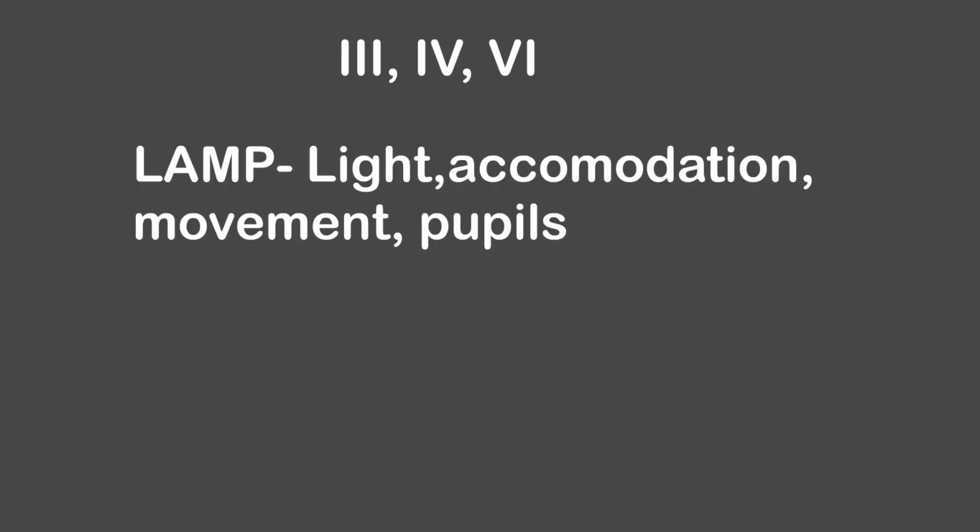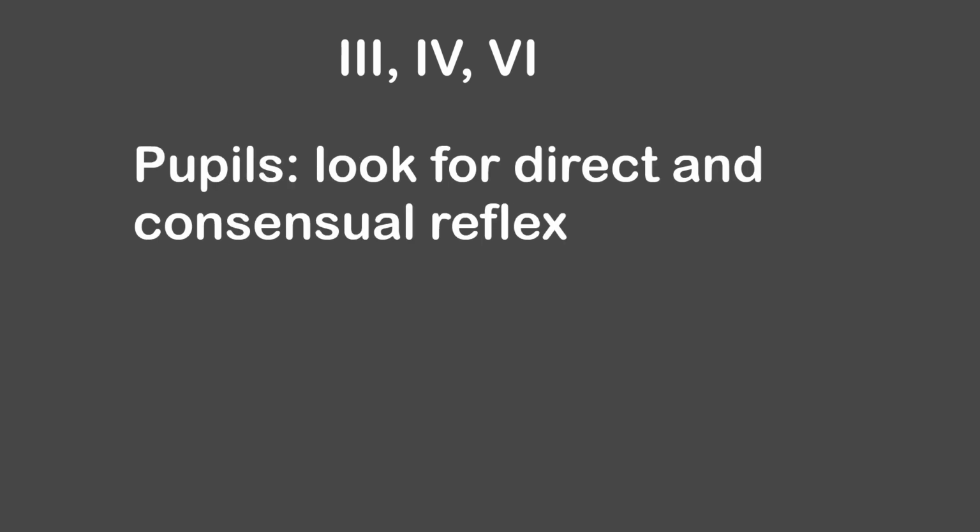Third, fourth, and sixth cranial nerve examinations. That's oculomotor, trochlear, and abducens nerve. That is the lamp, which is light, accommodation, movement, and pupils. Pupils. On inspection, the pupils appear normal. We check for the right light reflex, both direct and consensual.